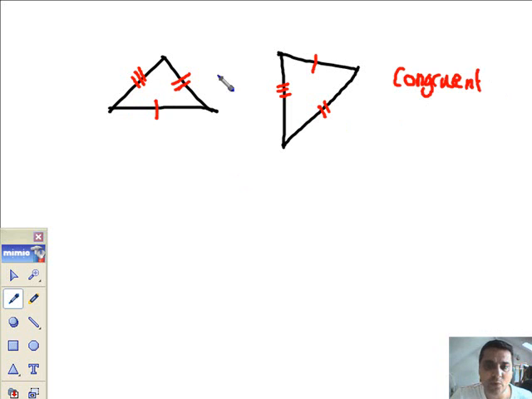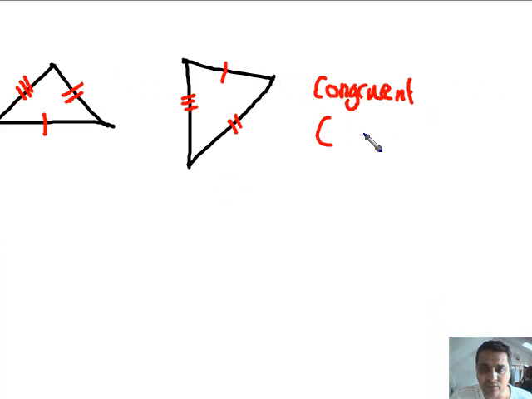And the rule for these 3 corresponding sides is called the side, side, side rule. In other words, the S, S, S rule. And that's okay. You can use that shorthand at GCSE.